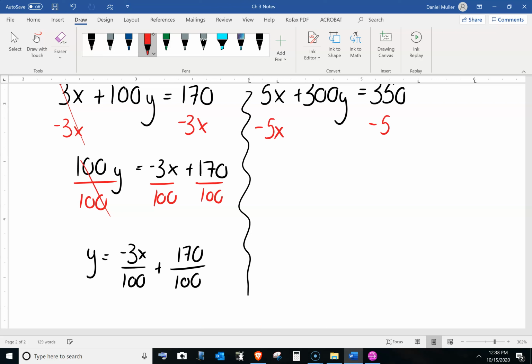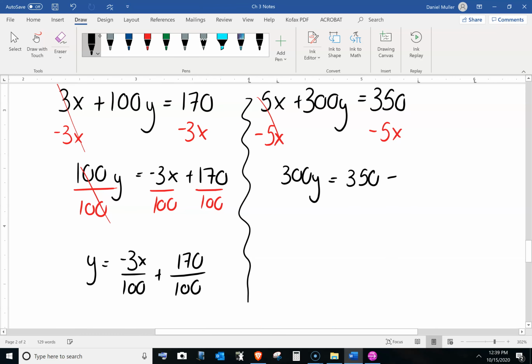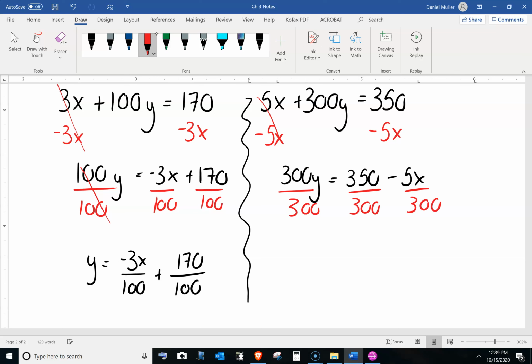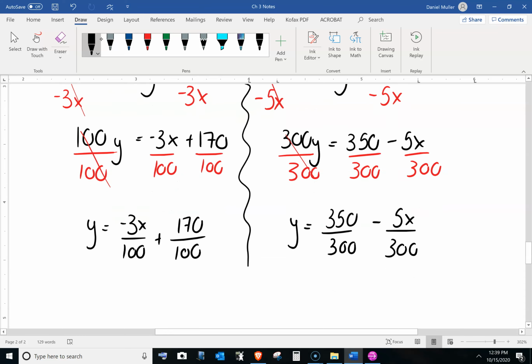For this one, I'm going to minus the 5x over to this side, so I get 300y is equal to 350 minus 5x, and then I can divide by 300. And again I could reduce this to 35 over 30, which then I could reduce even more, but I'm not going to, because I know I'm going to need to do some common denominator stuff right now.